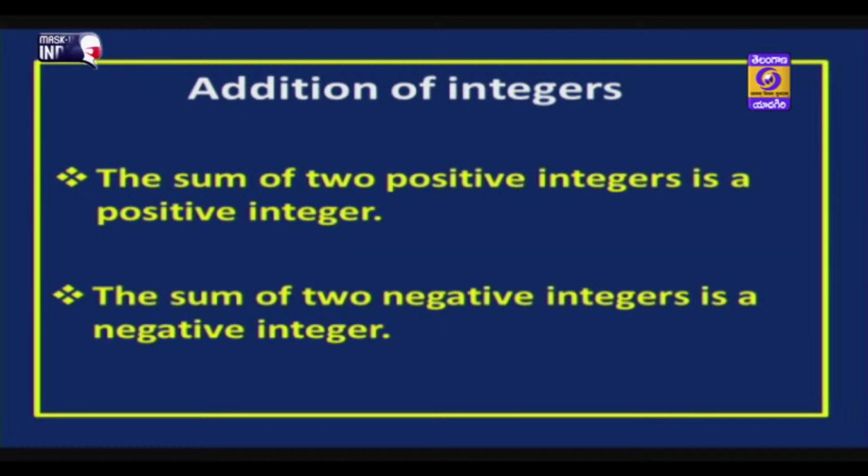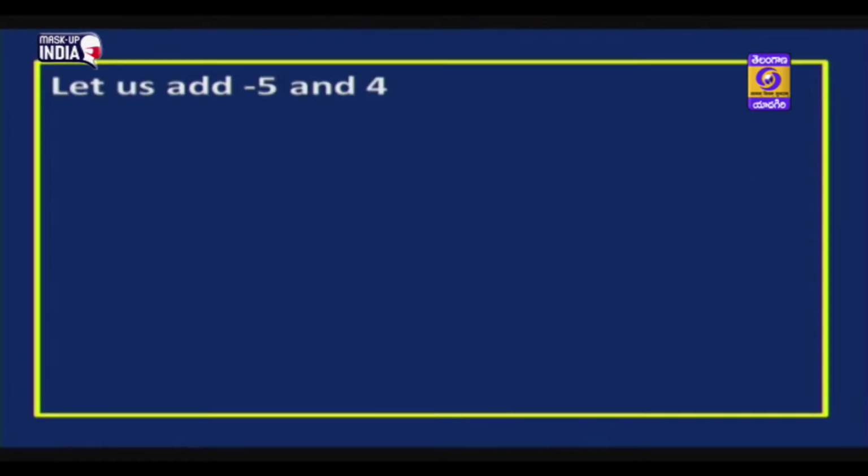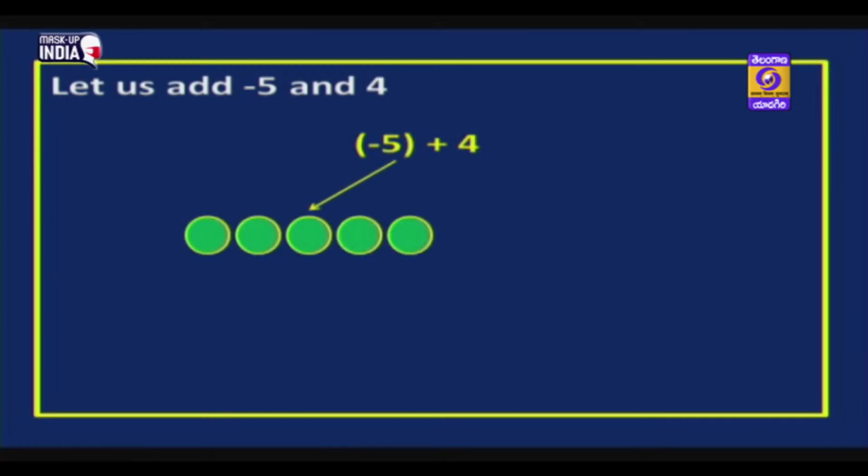So let us take few more examples children. Now I am going to add minus 5 and 4. That means a negative number and a positive number. So let us add these 2 children. So minus 5 represents 5 green coins, and plus 4 means 4 red coins. Now let us add them children.